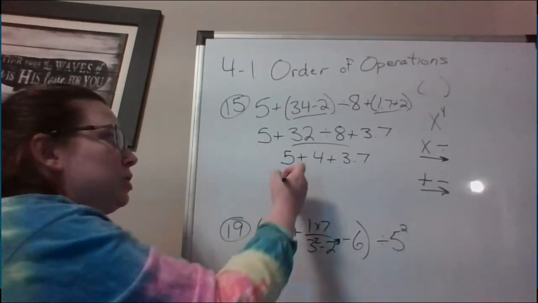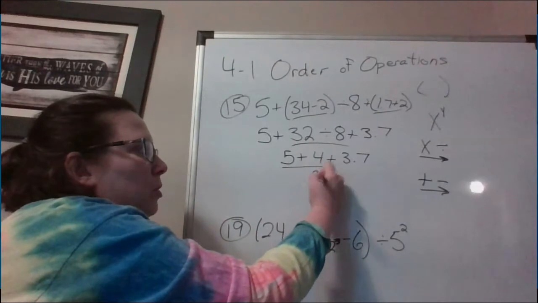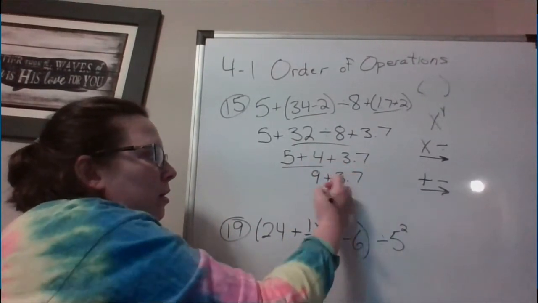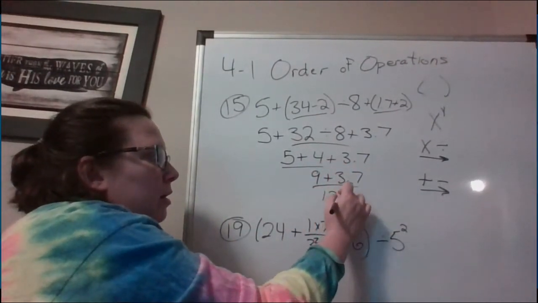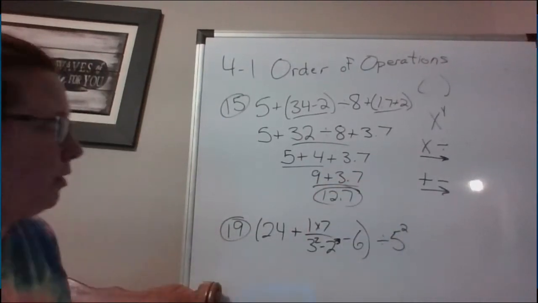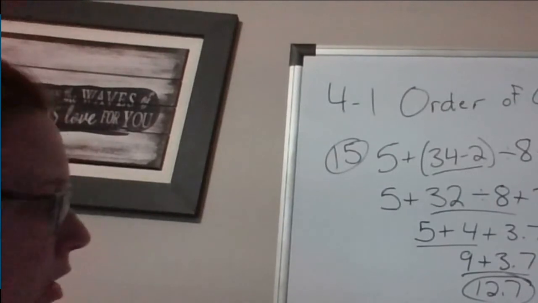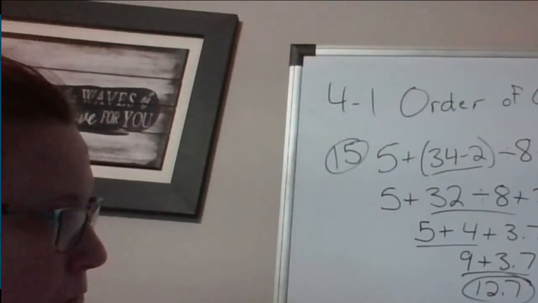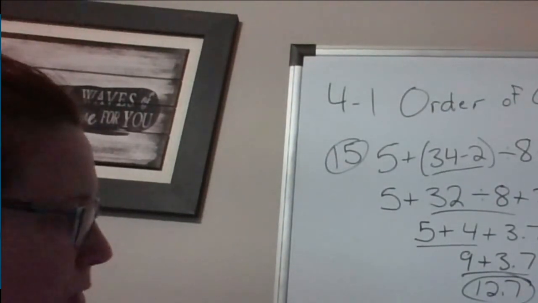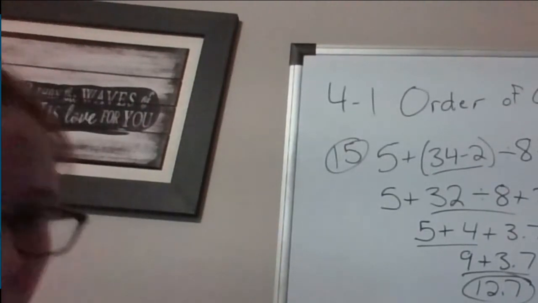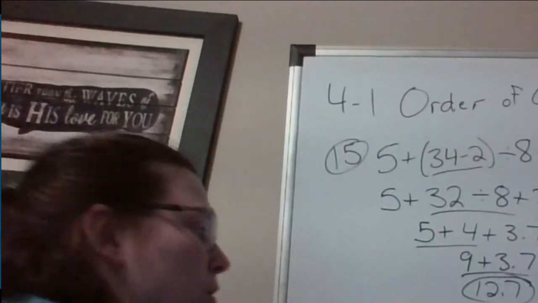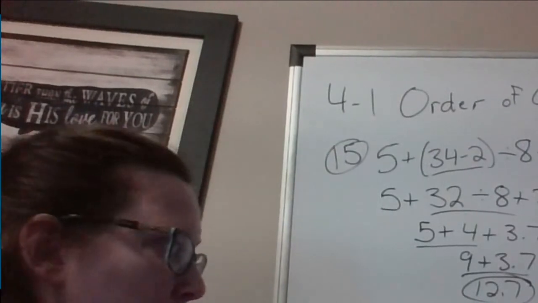Now we have addition the whole way across. So I'm going to add here and then finally add here. And we get 12 7/10 for number 15. Number 19 is the next one I wanted to do for you. It's got a lot going on in these parentheses. So we're going to deal with the parentheses first.